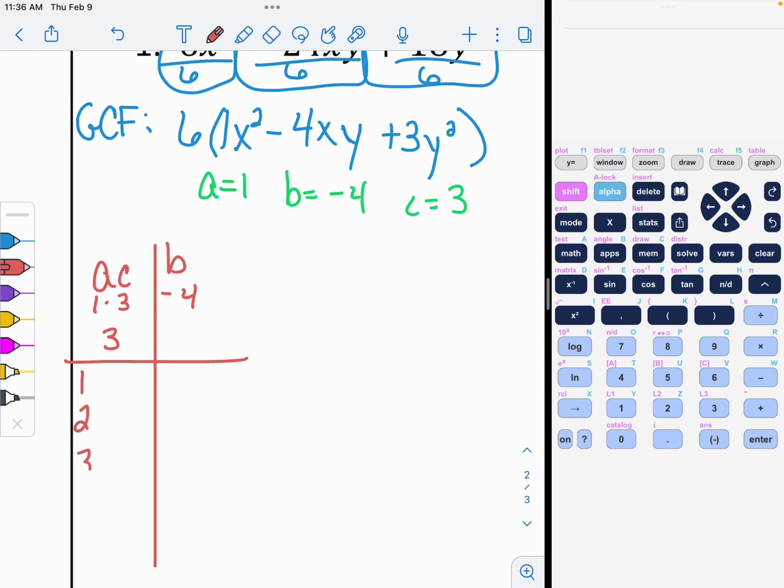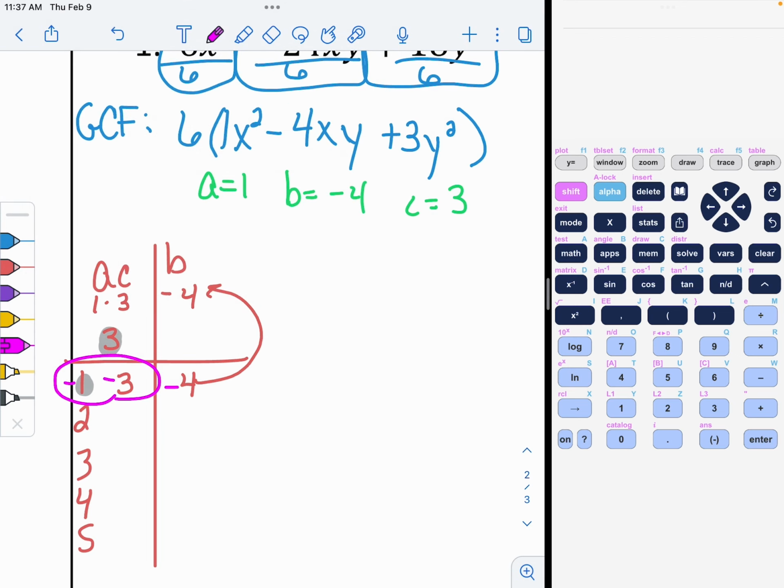Remember the process. We're going to divide 3 by 1 and get 3. We're going to add those to get 4. Okay, I'm done. Now I know I need a negative 4, right? So I can just switch, switch, and switch, and there's my magic numbers.